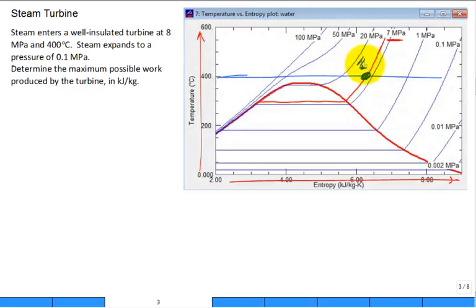And it expands to a pressure of 0.1 megapascal. Well, here's a line of 0.1 megapascal right here. So state 2 has to be somewhere along that line.